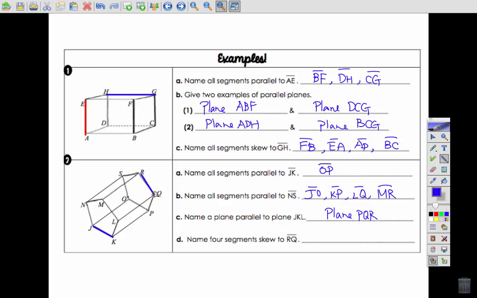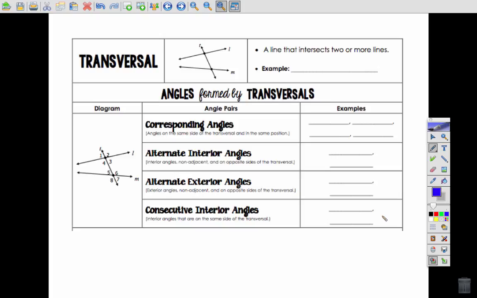RQ is here. So I have to find four segments that are skew to it. I have JO, I have JK, I have JN, and finally I have PK. All right. So that was some exercise more to train your three-dimensional thinking.